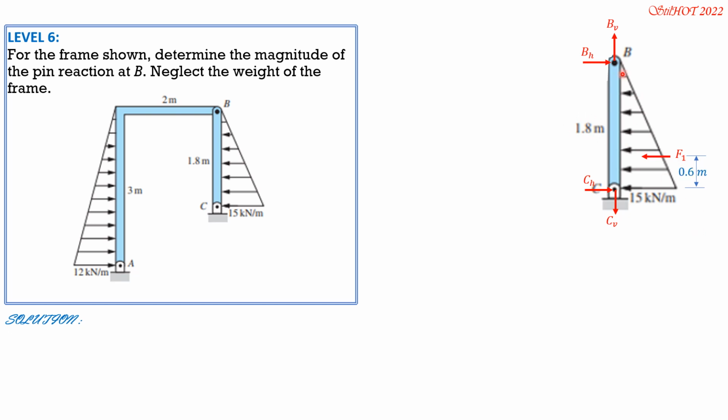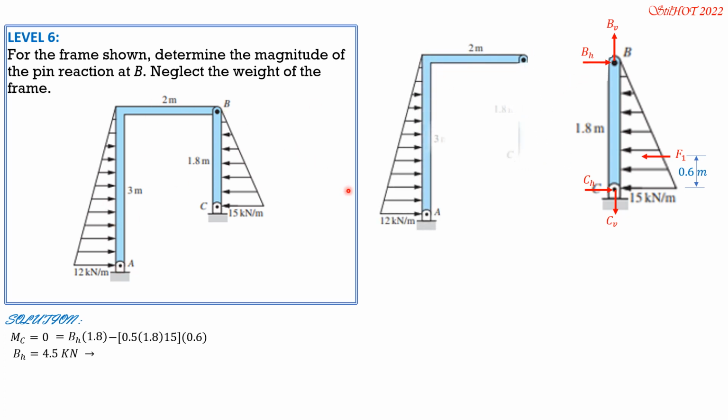So therefore, moment at C equals 0, and it is equal to, clockwise positive, BH times 1.8, then minus F1, which is area 1/2 or 0.5 of 1.8 times 15 times 0.6. From there, we can solve BH, which is equal to 4.5 kilonewtons rightward. We then transmit BH to the other left portion of the frame, and BV is now downward.